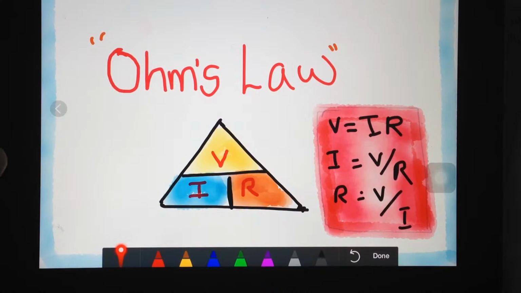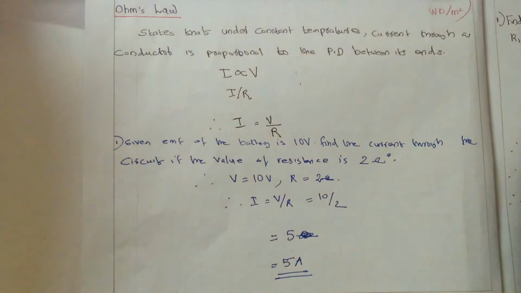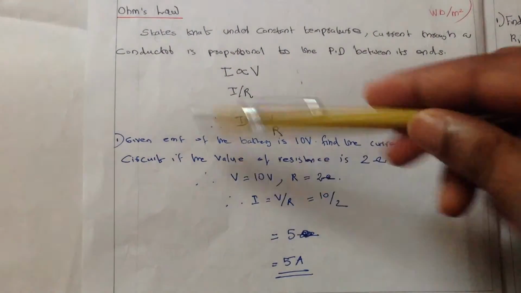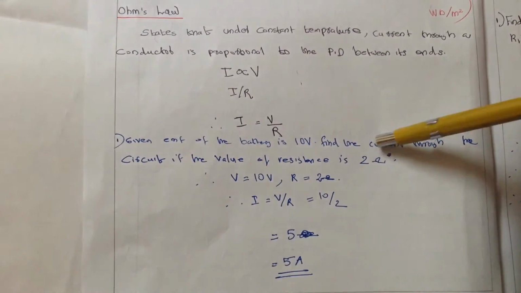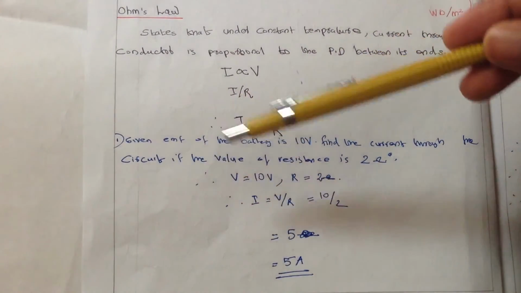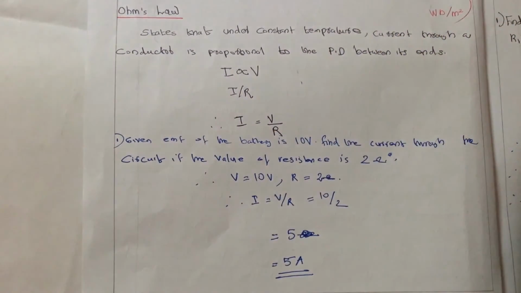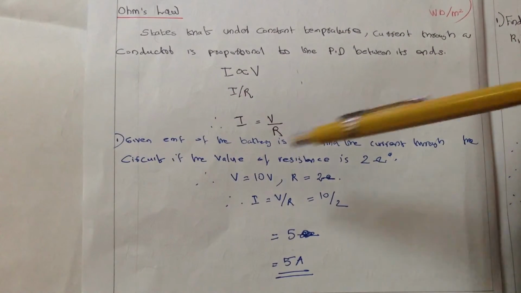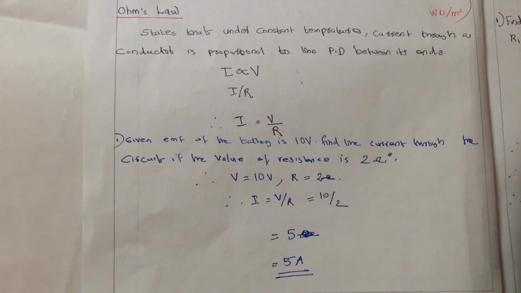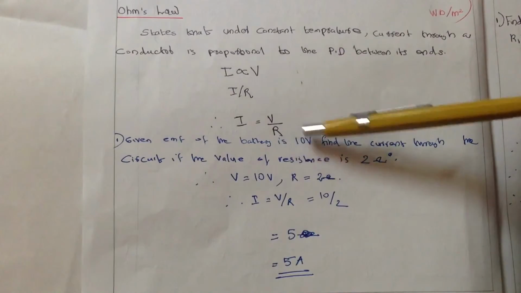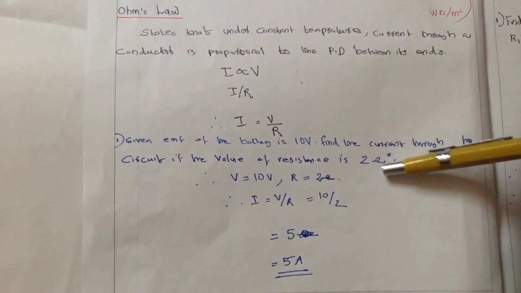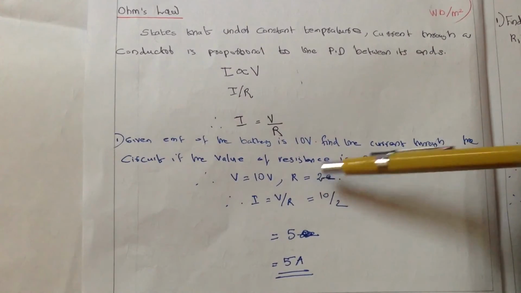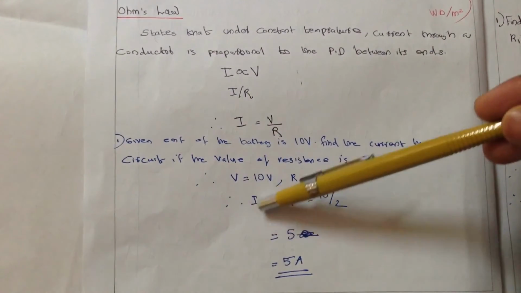I'll show a problem for more understanding. Given the EMF of the battery is 10 volt, find the current through the circuit if the value of resistance is 2 ohm. We have to find the current passing through the circuit. So what are the given values? The battery's voltage is 10 volt, V is equal to 10 volt, and resistance is 2 ohm, R is equal to 2 ohm. What do we have to find? We have to find I, current.